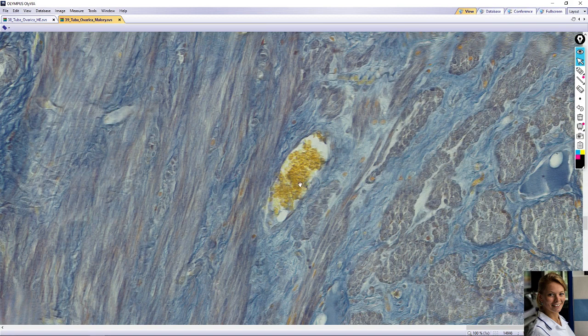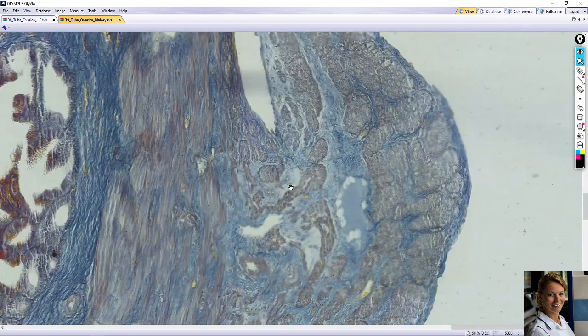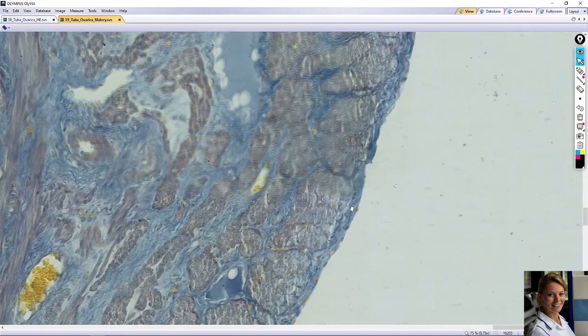with erythrocytes, blue erythrocytes, and the serosa. This is the outermost layer of the fallopian tube, connective tissue, which is covered by one layer of squamous cells.